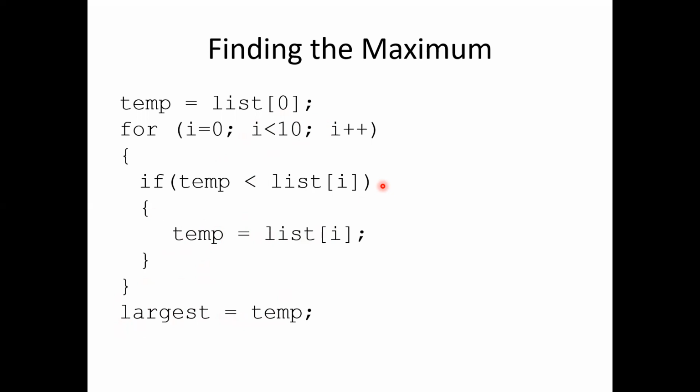If you want to find the minimum value, you just have to change a little something here. Of course, this will not become the largest now. This will become the lowest. So maybe instead of less than, this will become greater than.